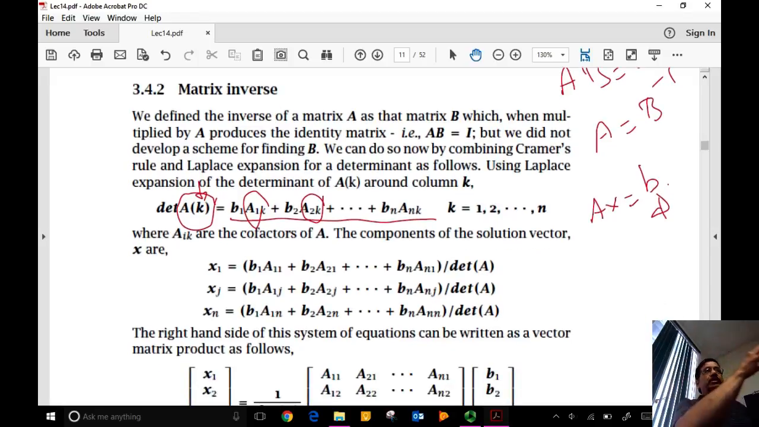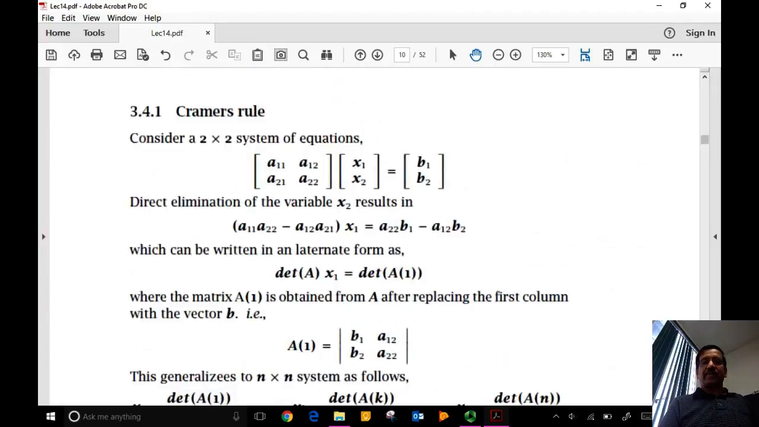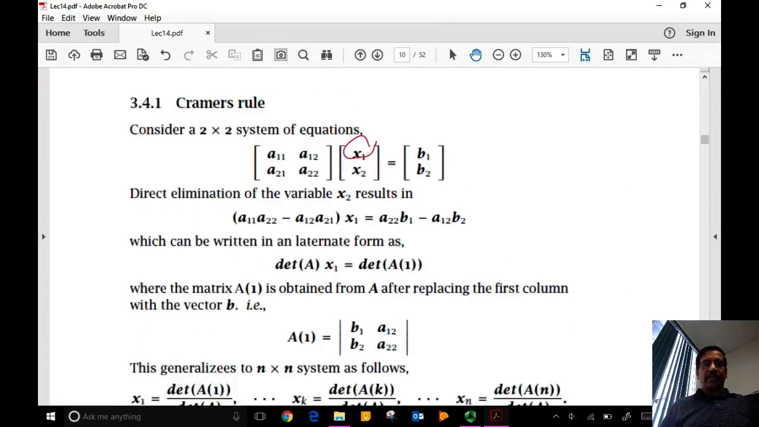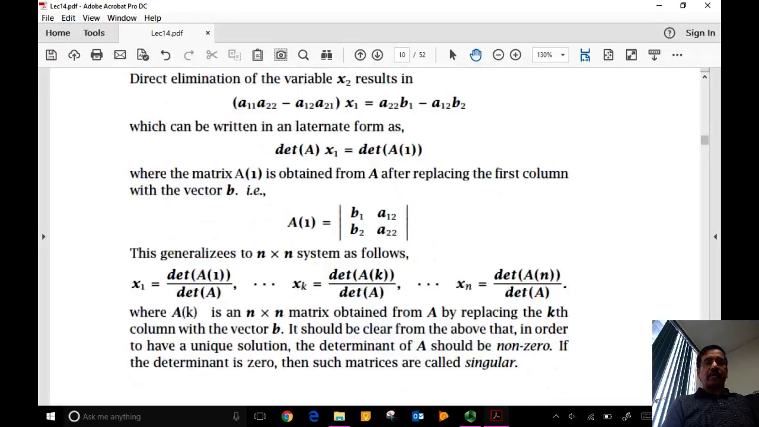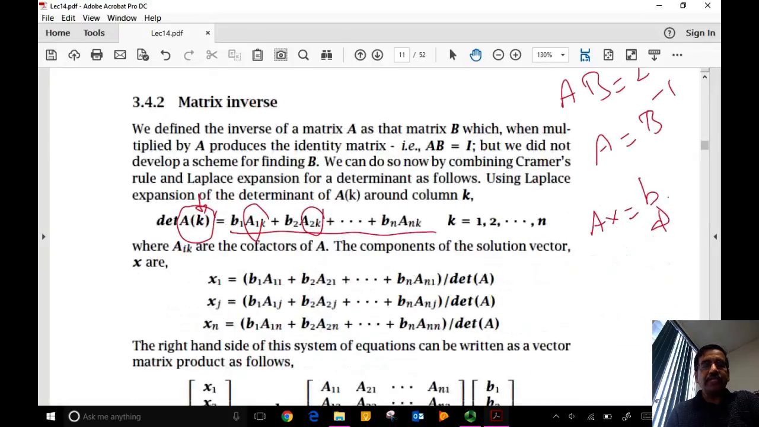So by Cramer's rule, which I just skipped, and Cramer's rule is essentially saying that if you give me a 2 by 2 system, if I want to solve for x1, x1 is simply determinant of A1 divided by determinant of A. A1 is first column replaced by B. Okay, so if I extend that, I can find each one of these components, x1 all the way to xn, by simply using Cramer's rule.